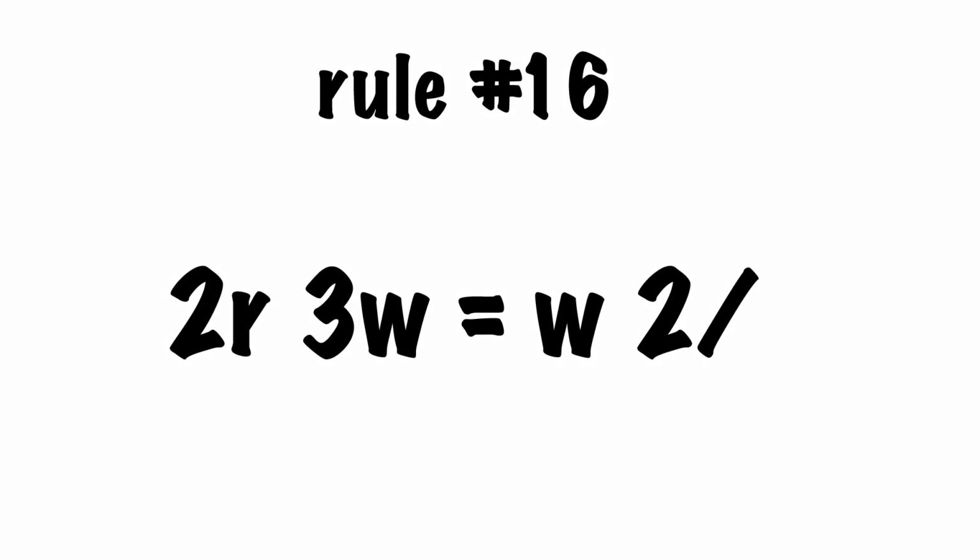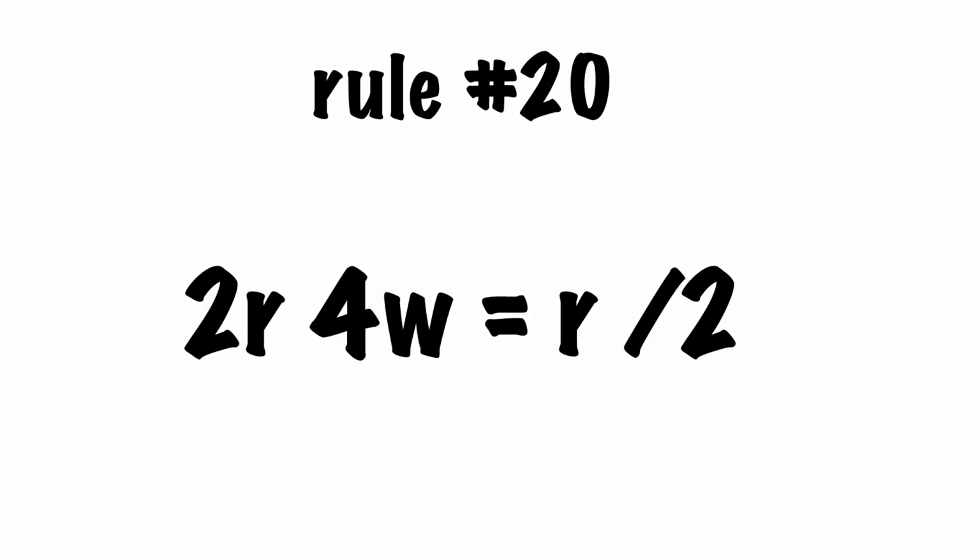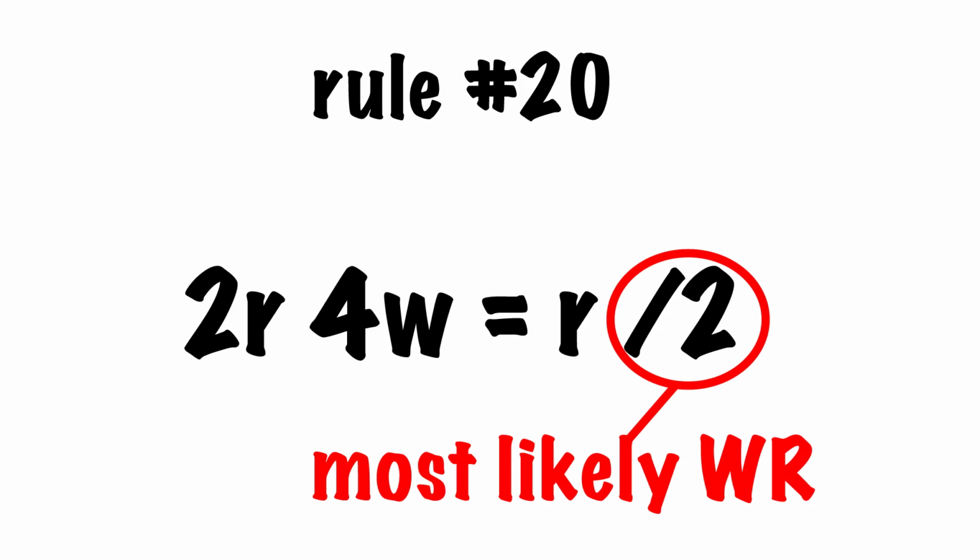Let's skip to rule number 16. A 2- stands for most likely a running back, but possibly a receiver. So this rule says that if a team has drafted 2 running backs and 3 receivers, then their next 2 picks should be a receiver and most likely a running back, but possibly a receiver. And lastly, rule number 20. A -2 stands for most likely a receiver, but possibly a running back. So this rule says that if a team has drafted 2 running backs and 4 receivers, then their next 2 picks should be a running back and most likely a receiver, but possibly a running back.